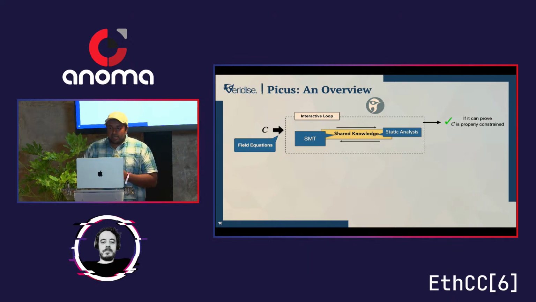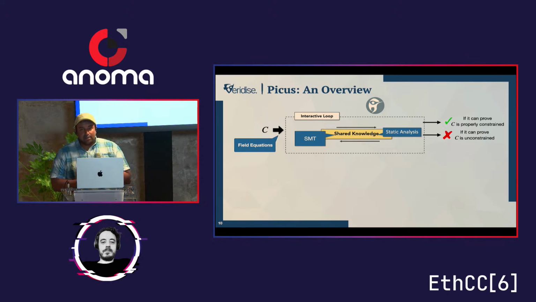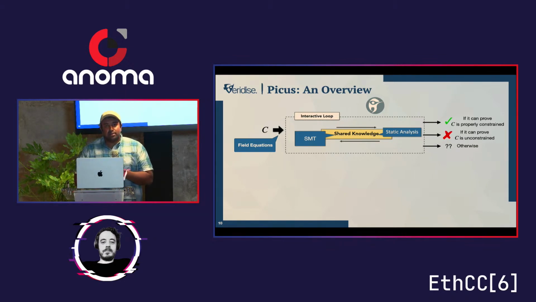And so Picus will then output a green check if it can prove, meaning that we have a certification that all the output signals are uniquely determined by the input. So we call that properly constrained. Red X, if it can actually prove that the set of constraints is under constrained. And then we're going to call this question mark if it cannot. So as I mentioned before, technically we do have a decision procedure, but in practice, because solvers can take a long time, we have a timeout, and so we return a question mark.